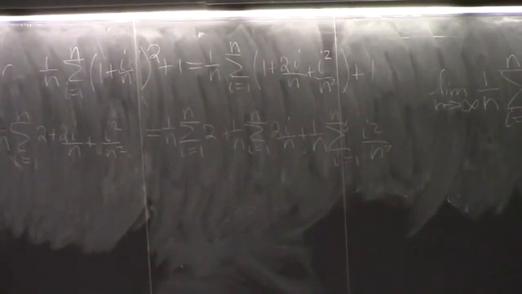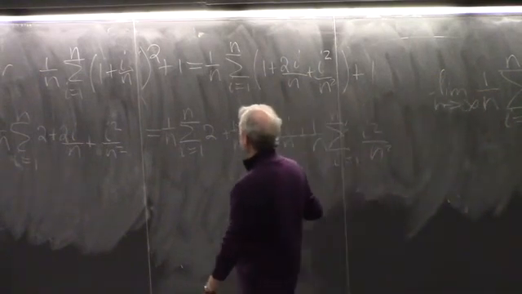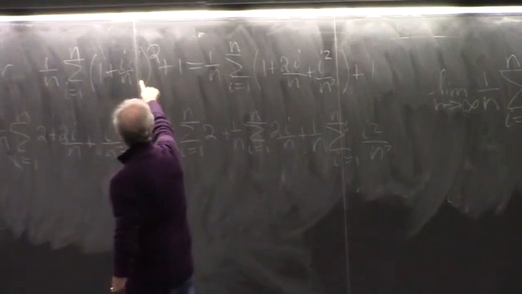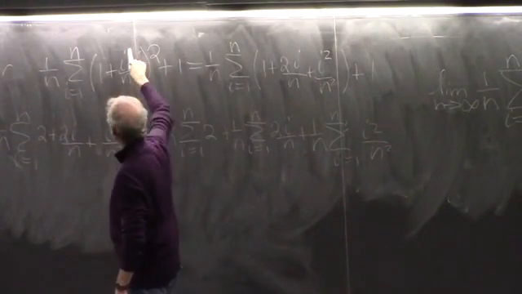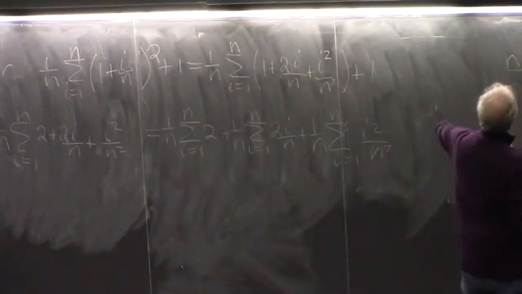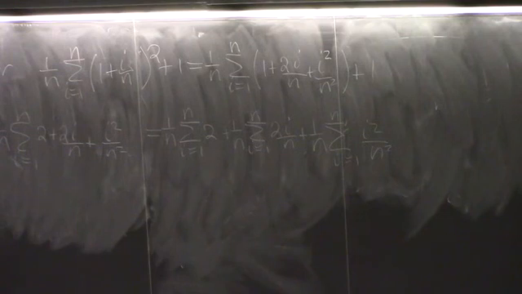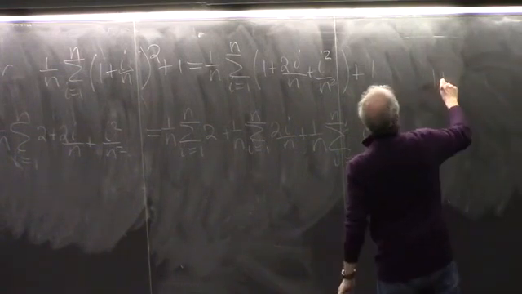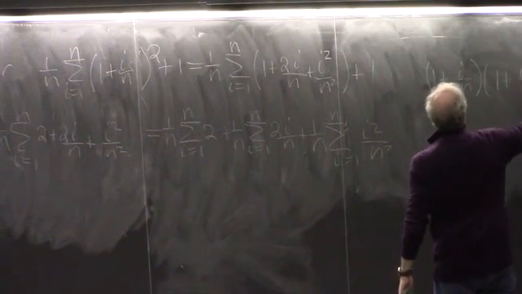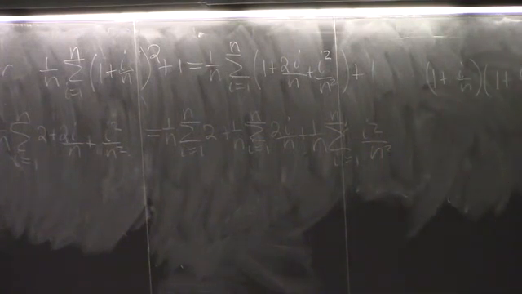Yes? That step to this step? Yes, I FOILed this out. I took 1 plus i over n and multiplied it by 1 plus i over n. So 1 times 1, i over n, i over n, i squared over n squared. Okay? So FOIL.